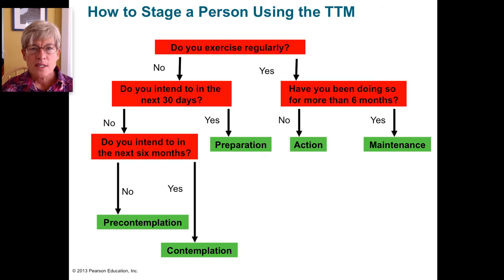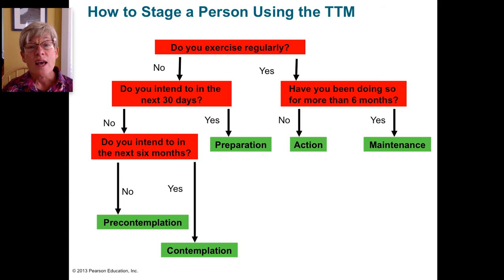So looking at how to stage a person or how to determine what stage of behavior change they might be in if they were to come to your program, for example. And this would be an example around exercise. So a simple questionnaire could do this, or a simple interview. Do you exercise regularly? Yes or no? If no, do you intend to be more active in the next 30 days? If no, do you intend in the next 6 months? If no, then they're in pre-contemplation. They really have no intention or no thought about being more physically active.